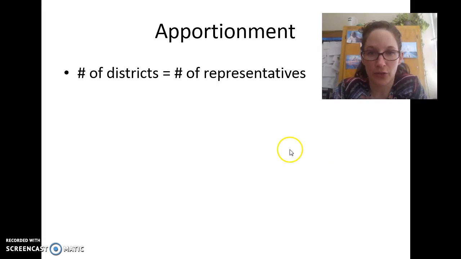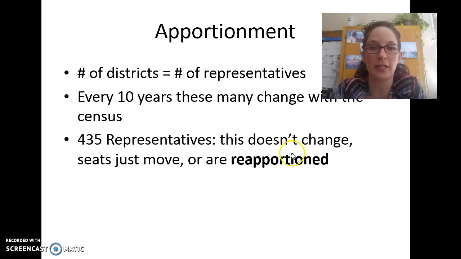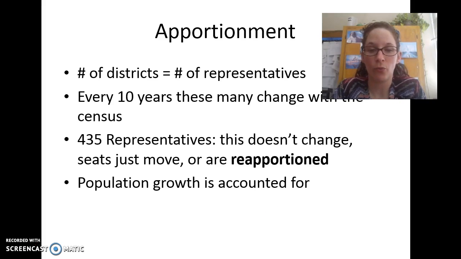The number of districts has to equal the number of representatives. Every 10 years, that changes with the census. Now, I said we have 435 representatives. Despite our population growth, we don't add the number of seats. So Texas got bigger, but we don't add seats. It's not like when I say Texas picked up 4 seats that we're going to up the number to 439. But rather, they're shifted around. They're reapportioned.